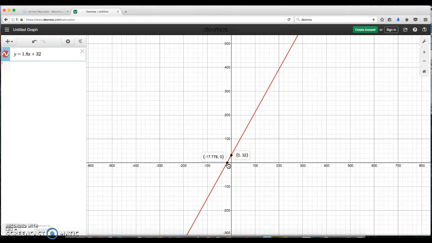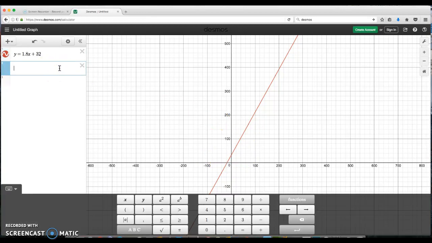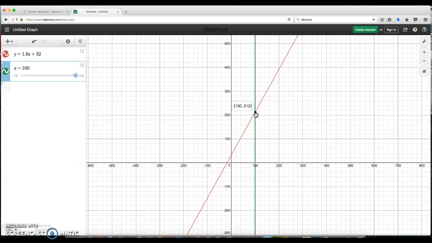And when it's 0 degrees Fahrenheit, it's negative 17.778 degrees Celsius. This is all well and useful if you know your Celsius temperature. But say we don't know the Celsius temperature. Say we know it's 100 degrees Fahrenheit. So we go x equals 100, and we find our intersection point. So when it's 100 degrees Fahrenheit out, it's 212 degrees Celsius.